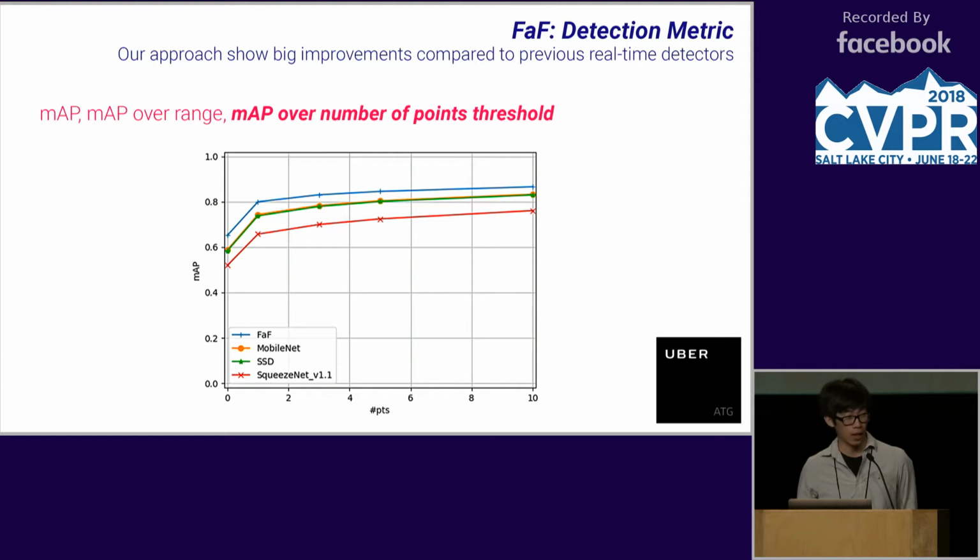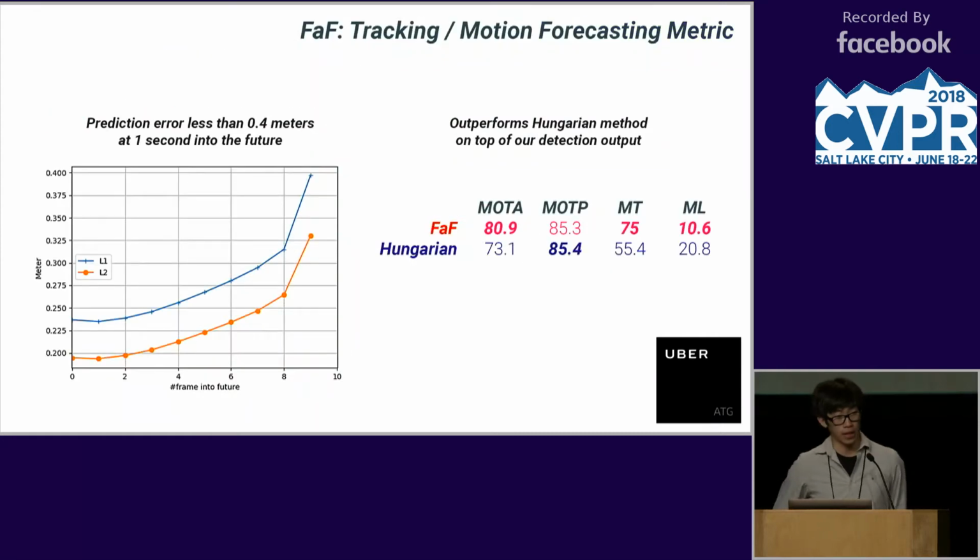Also, we know that LiDAR points are sparse. Some vehicles would only have a few LiDAR points on them. Thus here we show mAP as a function of the minimal number of points for all vehicles. As we can see, FAF outperforms at all thresholds. In these slides, we show tracking and motion forecasting performance. Our prediction error is less than 0.4 meters at 1 second into the future, while on the right-hand side, we can see that FAF outperforms standard Hungarian tracking, which uses the same detection output.